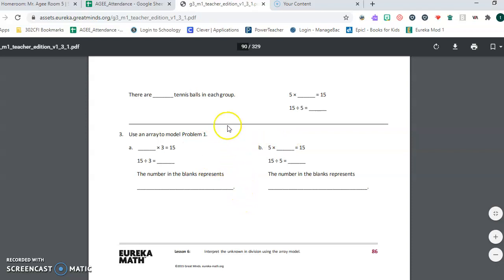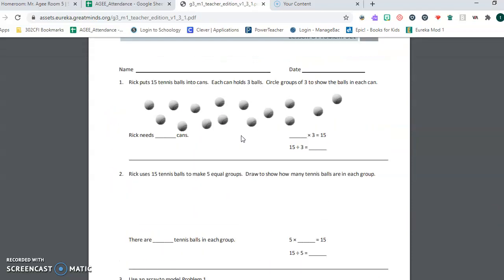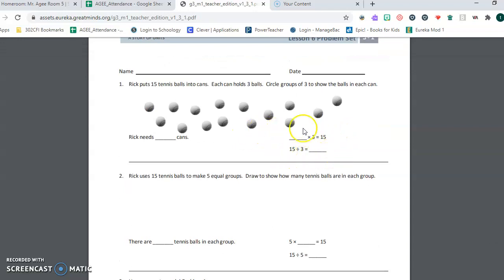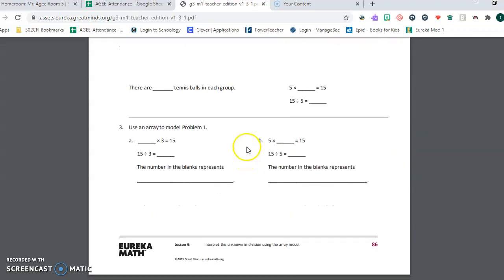You see, the problems here are up in problem one, and the problems here are right here in problem two, but they take it a step further. They ask you, okay, what does the blank mean? What does the number that you're putting in this blank, what does it stand for?